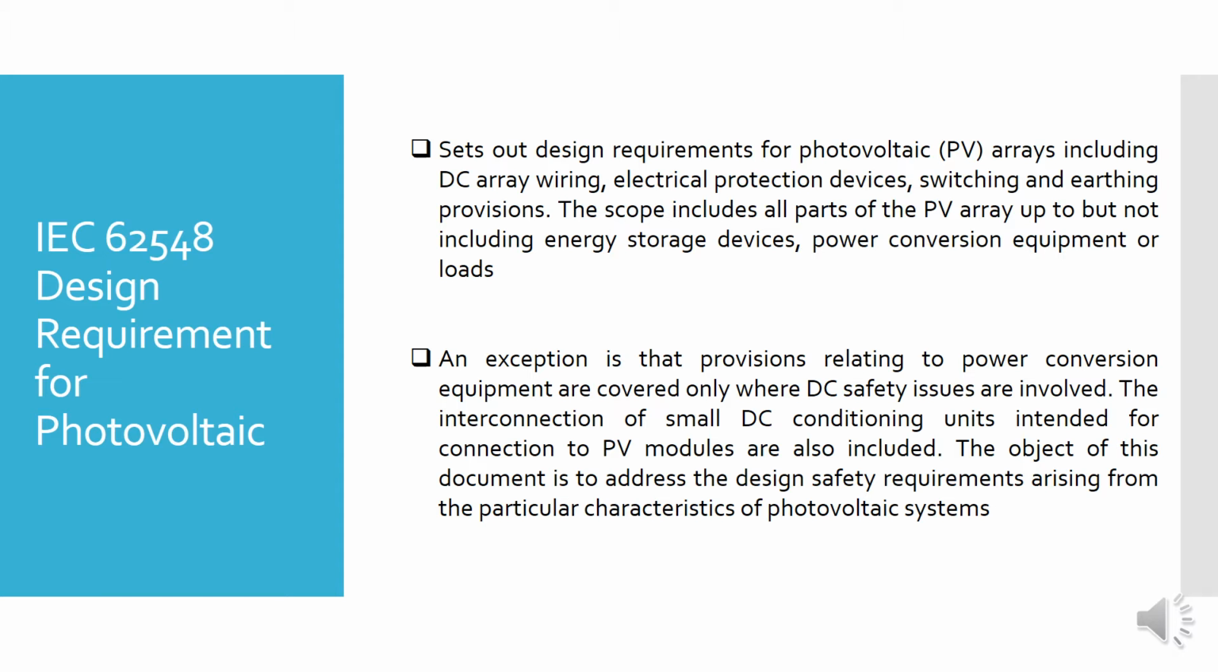equipment, or loads. An exception is that provisions relating to power conversion equipment are covered only where DC safety issues are involved. The interconnection of small DC conditioning units intended for connection to PV modules is also included. The object of this document is to address the design safety requirements arising from the particular characteristics of photovoltaic systems and general requirements.